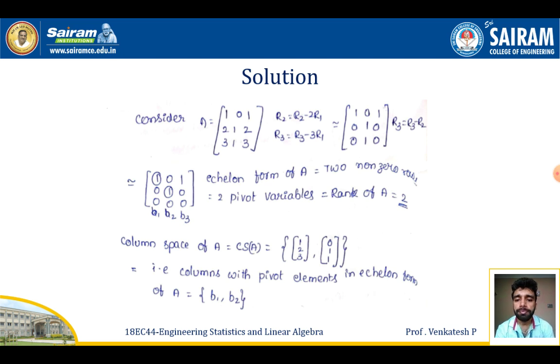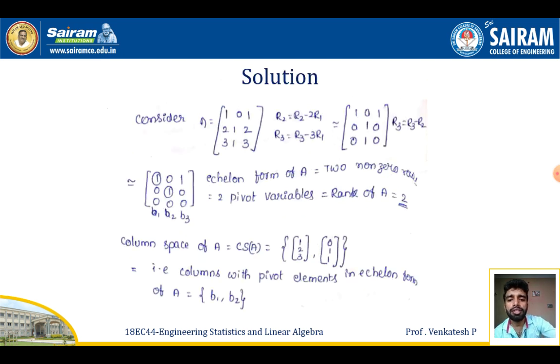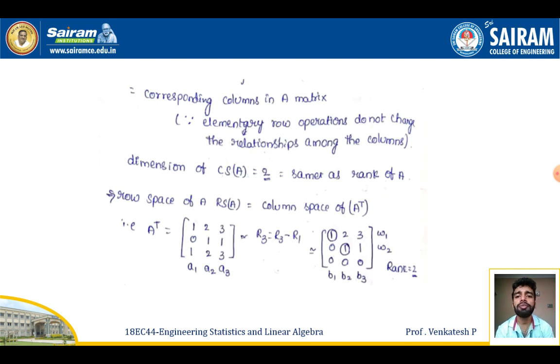Next, the corresponding columns in the A matrix. So these are the corresponding columns in the A matrix here, and I'll be taking that matrix there. Therefore, the elementary row operations do not change the relationship among the columns here. So the dimension of the column space of the A matrix will be equal to 2, which is the same as the rank of the A matrix here.